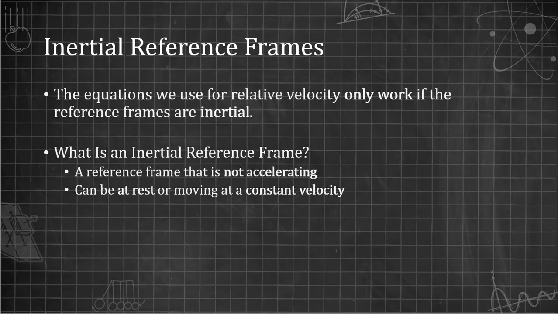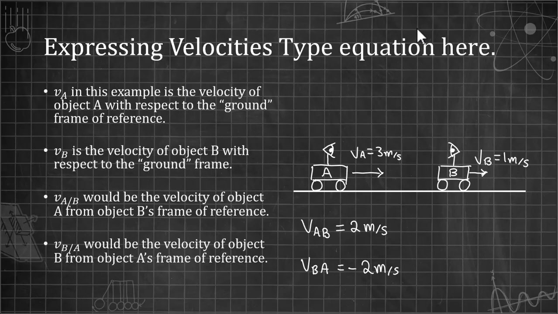So the first thing to discuss here is that as we go through the equations in this video, we'll be dealing with inertial reference frames. The equations that we're using only work if the motion that we're dealing with is in reference frames that are inertial. So what does that mean for something to have an inertial reference frame? It means that the reference frame is not accelerating, therefore it is moving at a constant velocity or it's constantly at rest.